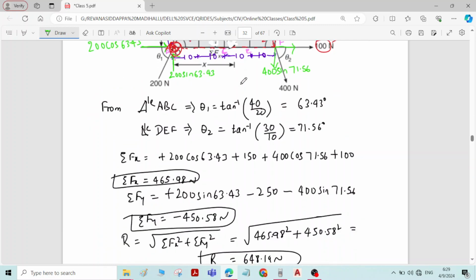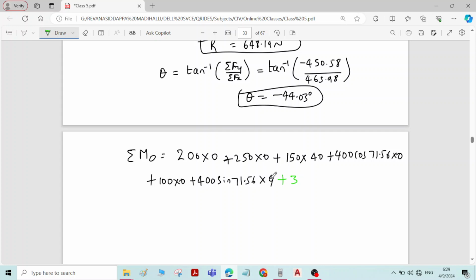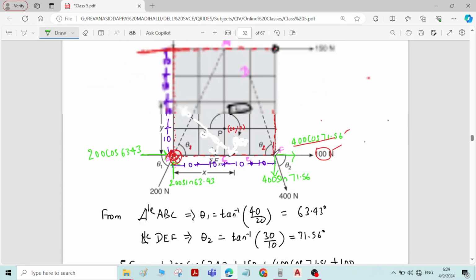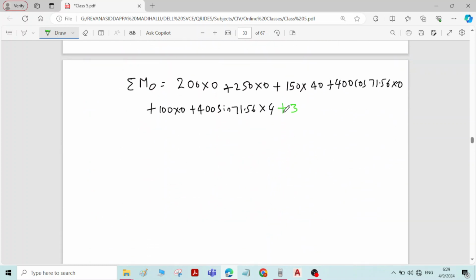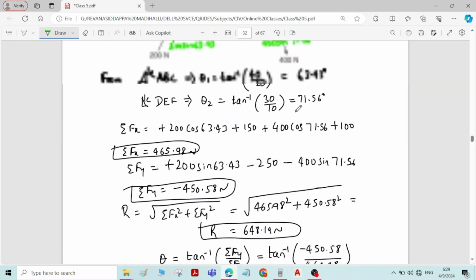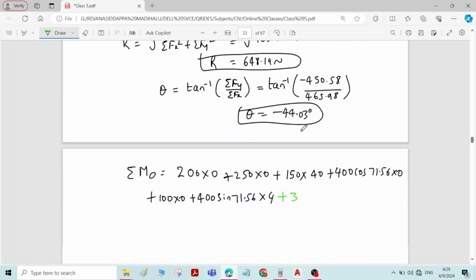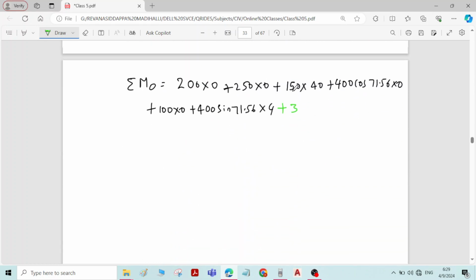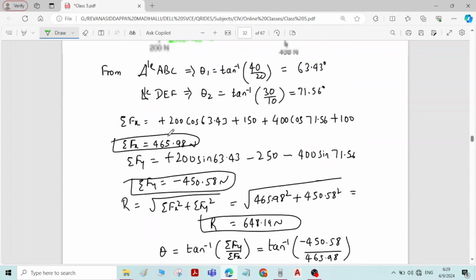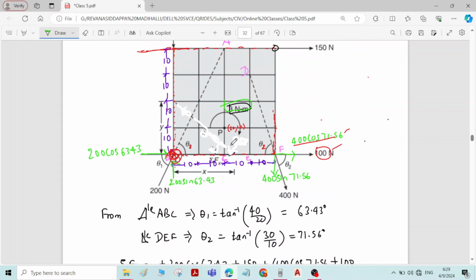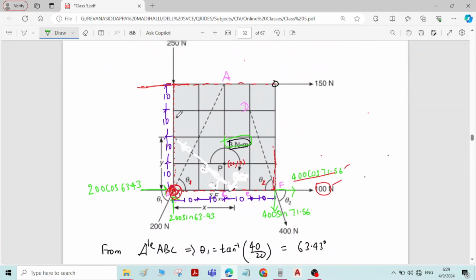3 Newton meter. If it is a clockwise moment, you need to take the plus sign. If the moment given is in anti-clockwise direction, then you need to take the negative. Whatever the value given, just directly take that value. So while doing the sigma M naught only, this value will be taken. While finding sigma Fx and sigma Fy, this moment will not come into the picture, only the forces will come into the picture.